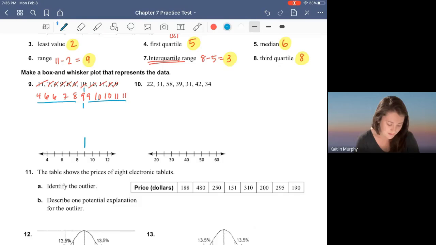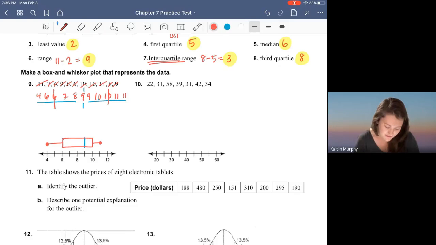Then I'm going to look at the numbers to the left here, and I'm going to split those right in half. So that's going to be right through 6 on the bottom end, and on the top end, right through 10. So there's my box. And then my lowest value was 4, so I'm going to put a dot there. And my highest value was 11, so I'll put a dot right there. Perfect. Nice. You can see everything on there.